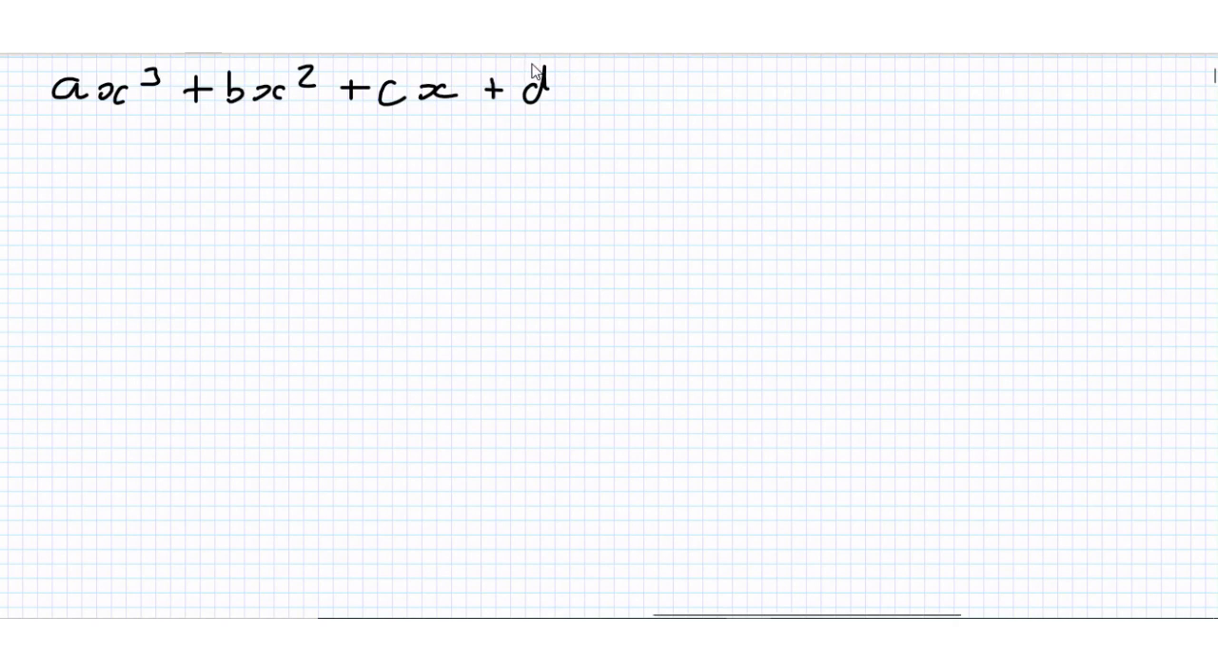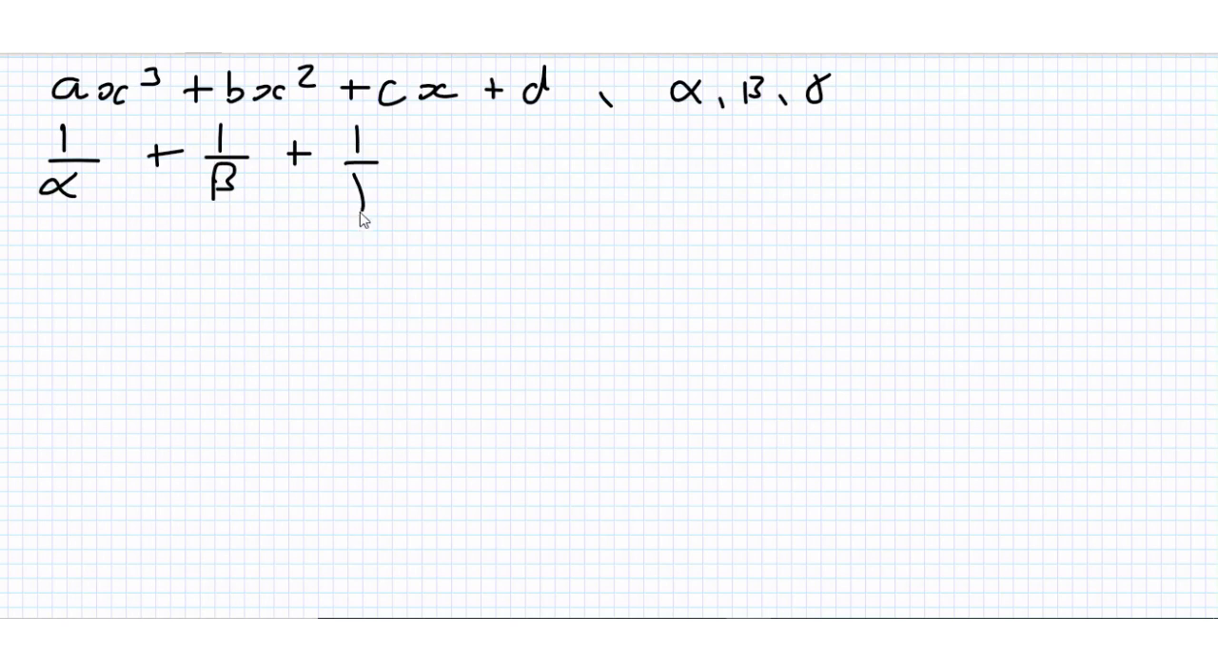Okay, so we're given a cubic polynomial, ax cubed plus bx squared plus cx plus d, and we know this has roots alpha, beta, gamma, and we want to find the sum of the reciprocals of the roots: 1 over alpha plus 1 over beta plus 1 over gamma. This is going to lead into what we're doing later, but we'll just do this as a standalone example for now.